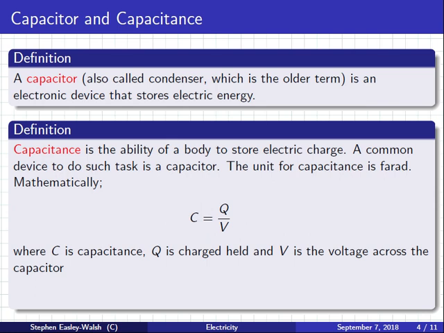So C is farad. You measure in farads. I'll say what a farad is in a moment. It's a unit. A farad, well, you can probably guess what a farad is. So we measure C in farads.